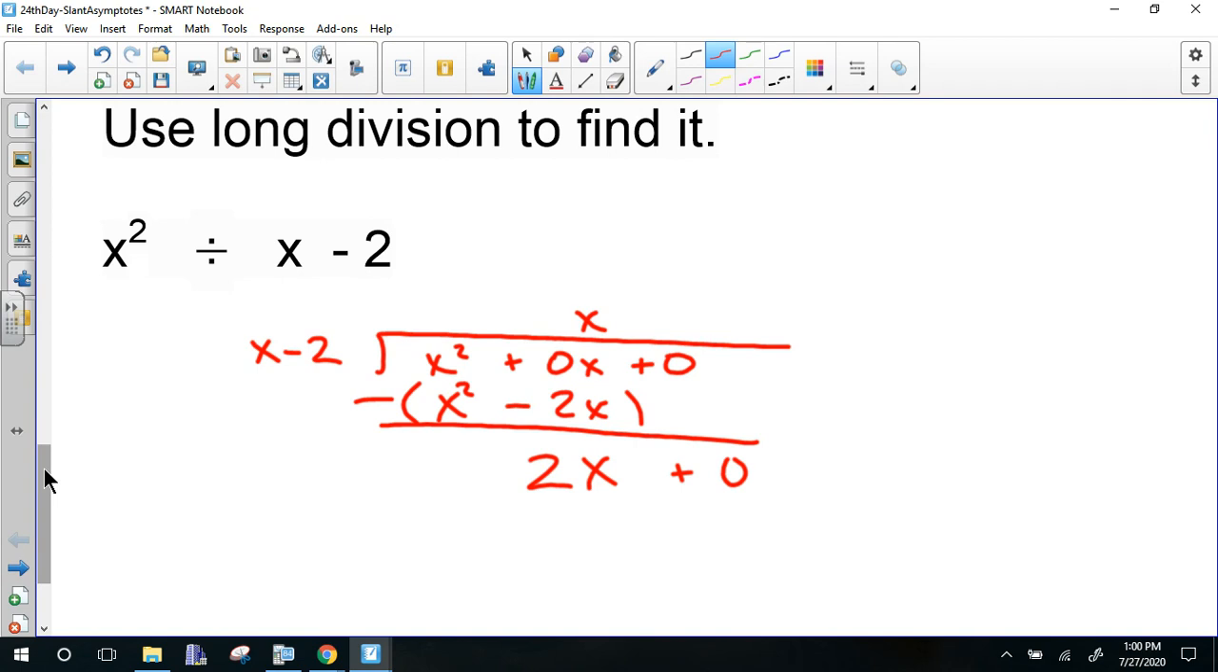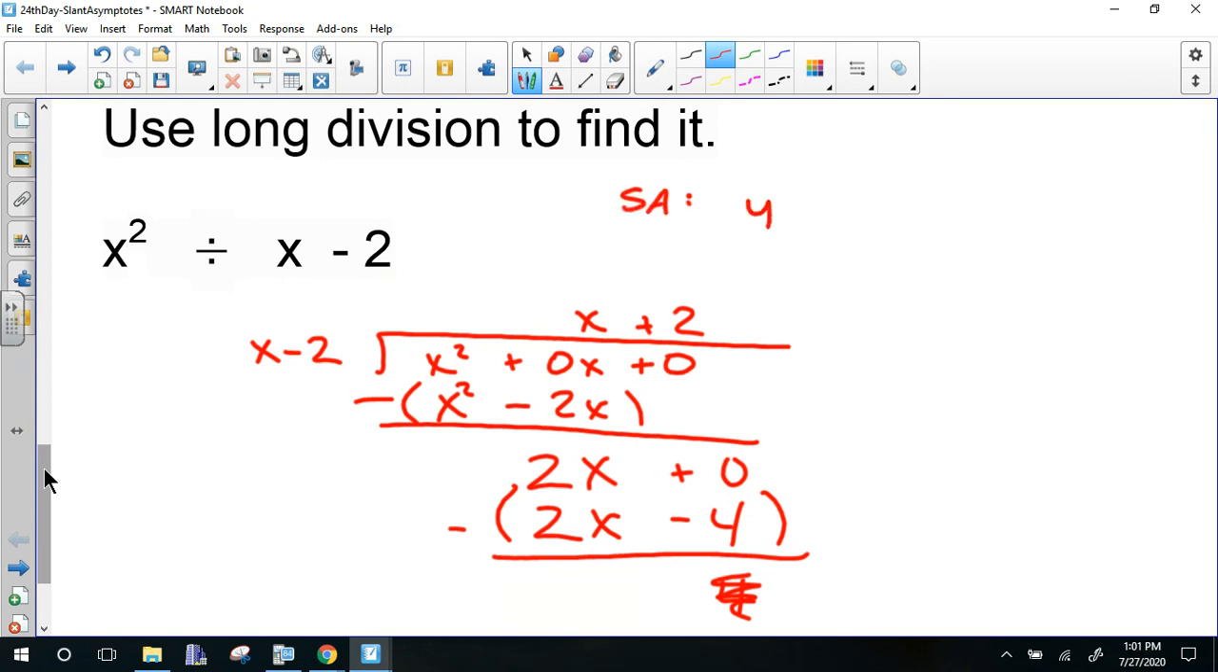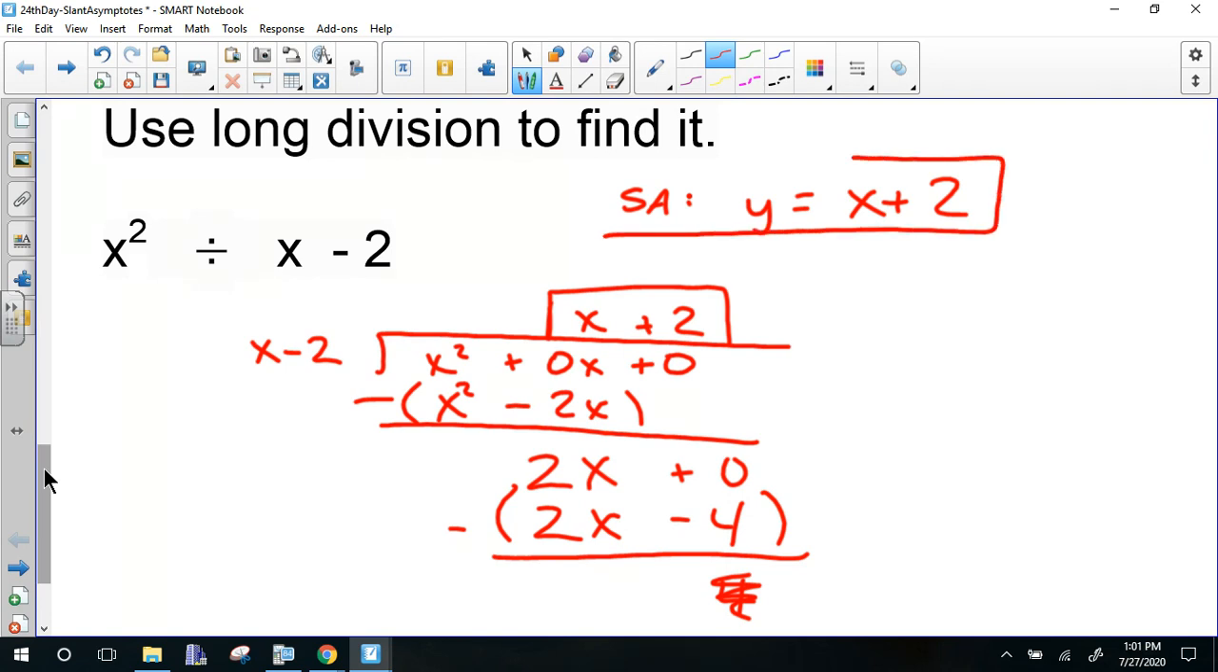What do we multiply x by to get 2x? Well, we multiply by 2. 2x here minus 4. We'll put it in parentheses and subtract. When you're doing long division for slant asymptotes, we are not interested in the remainder. My slant asymptote for this will be y equals x plus 2. The remainder doesn't matter. So that's the slant asymptote equation.